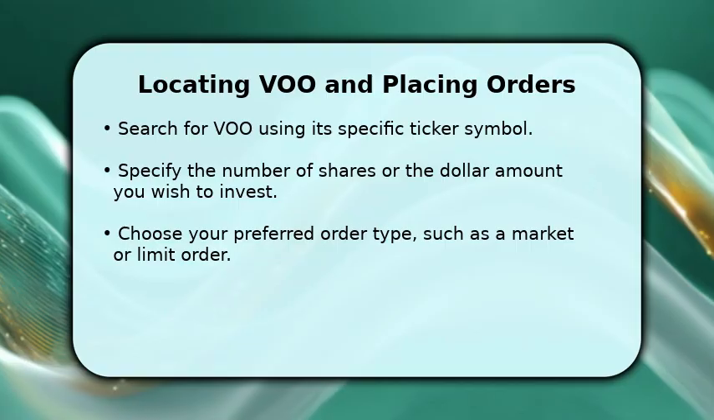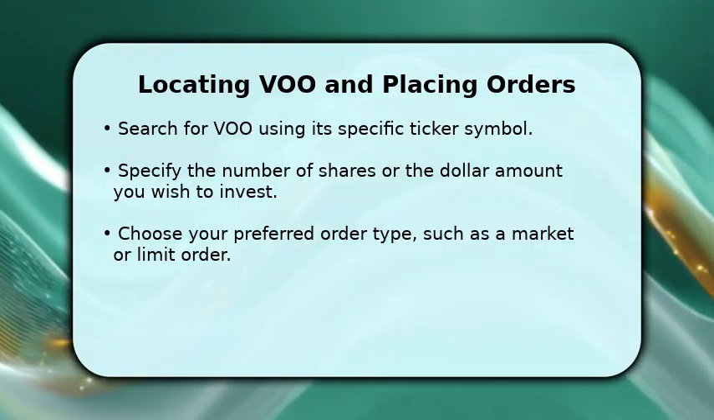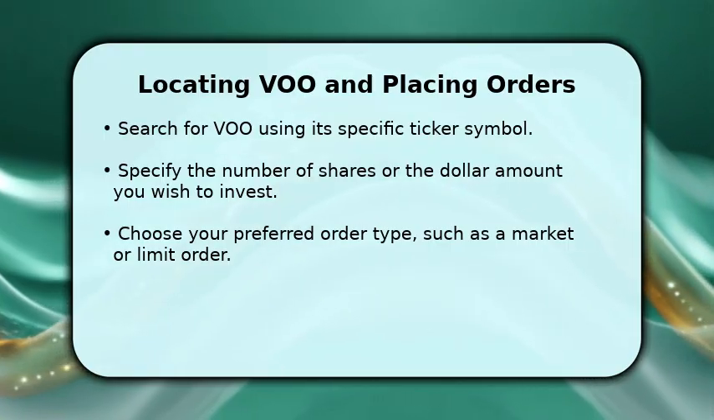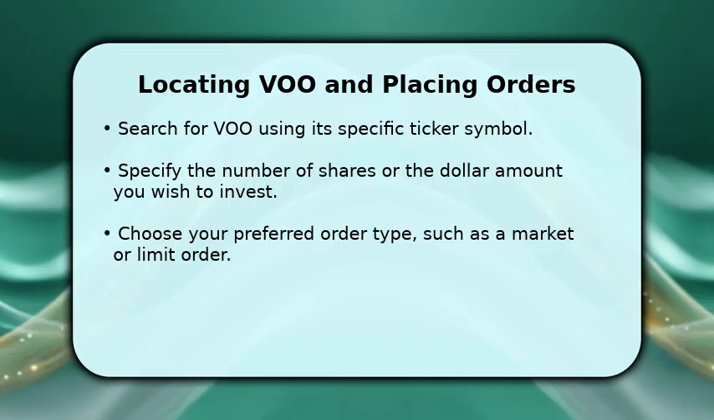Next, select your order type. A market order executes immediately at the current price, while a limit order lets you set a maximum purchase price.